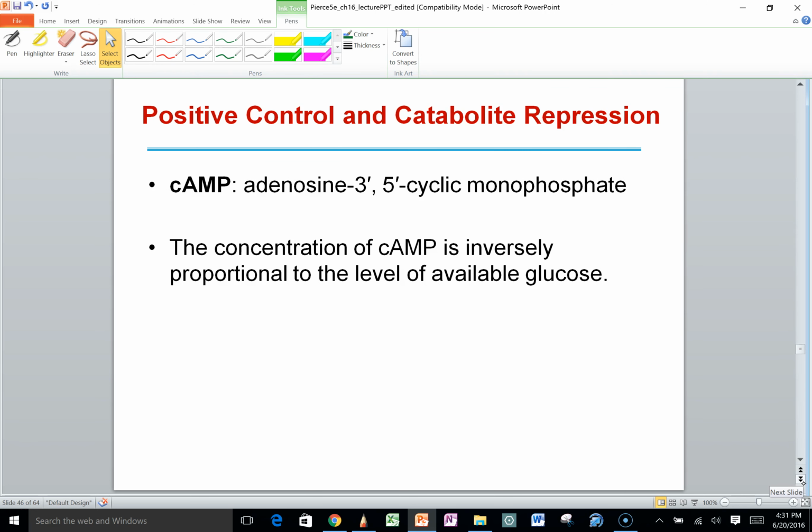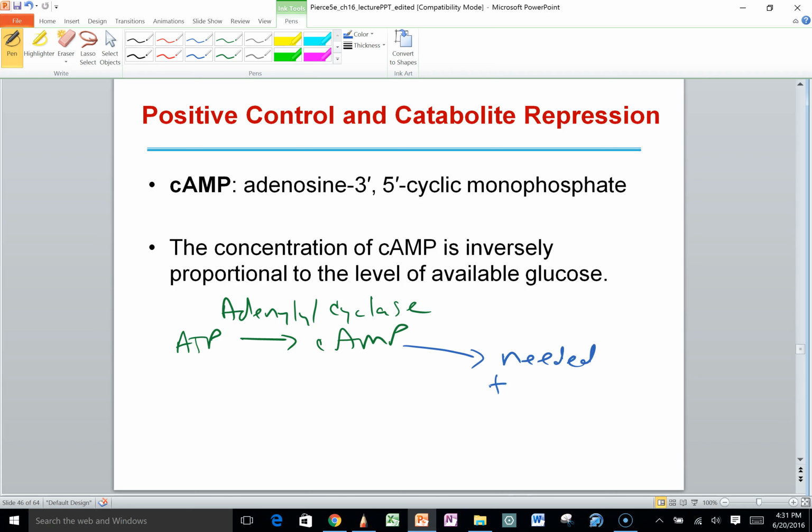And it's regulated by this small molecule called cyclic AMP. Cyclic AMP comes from ATP and gets converted into cyclic AMP. The enzyme that does this is called adenylyl cyclase. And glucose, just to give you a preview, we'll come into the mechanism in a minute, but this is needed to express the lac operon. And I'll show you in a minute why.